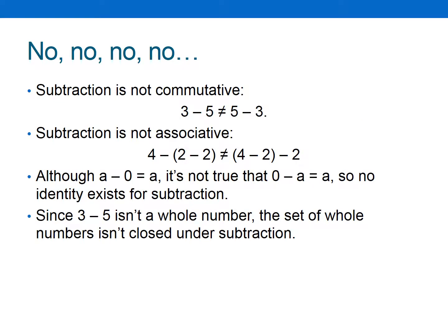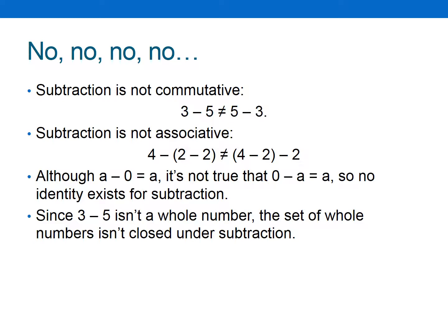Well, I hate to be so negative, but no, no, no, no, it's not any of those things. Subtraction is not commutative. It's not associative. It doesn't have an identity because the identity has to work in either order. And 0 works great when you put it on the right, but it does not work at all when you put it on the left.